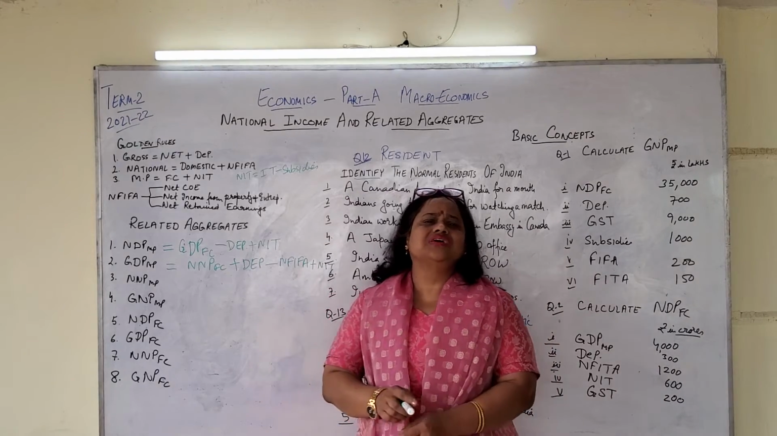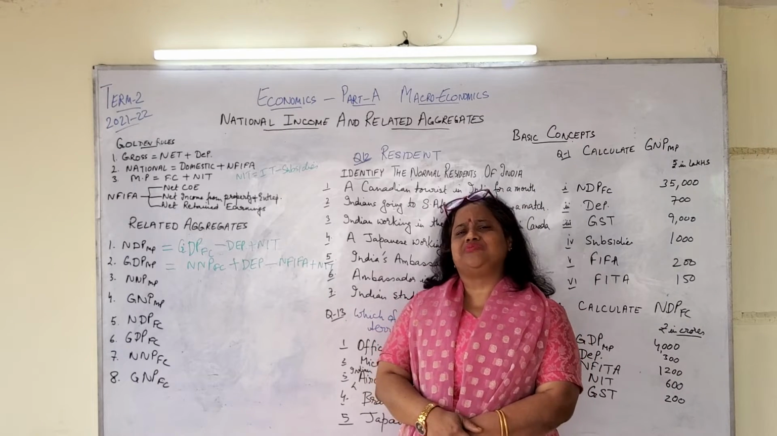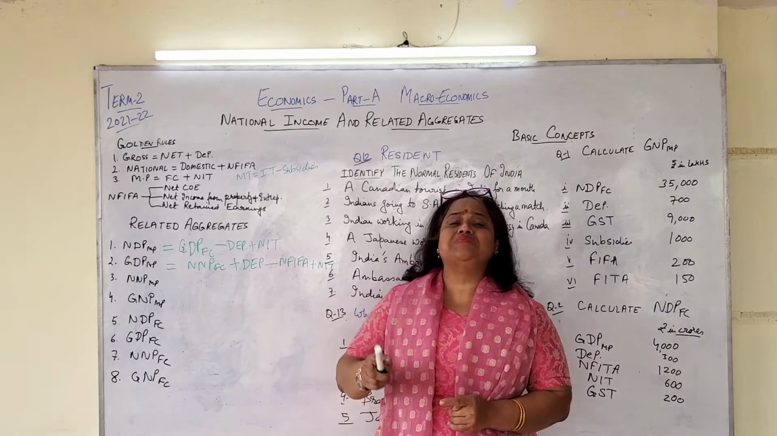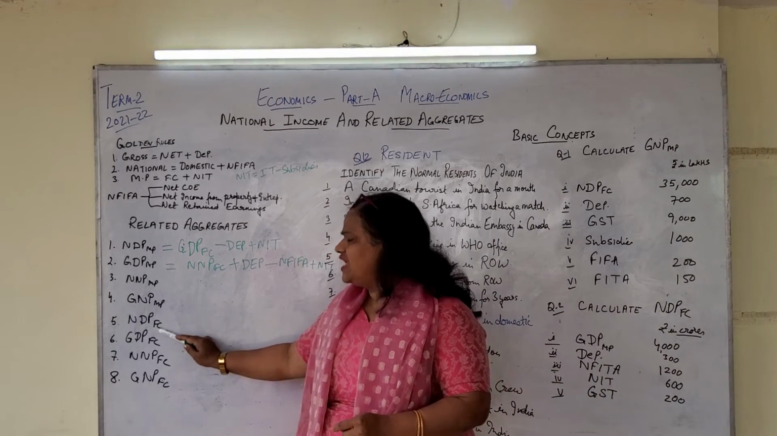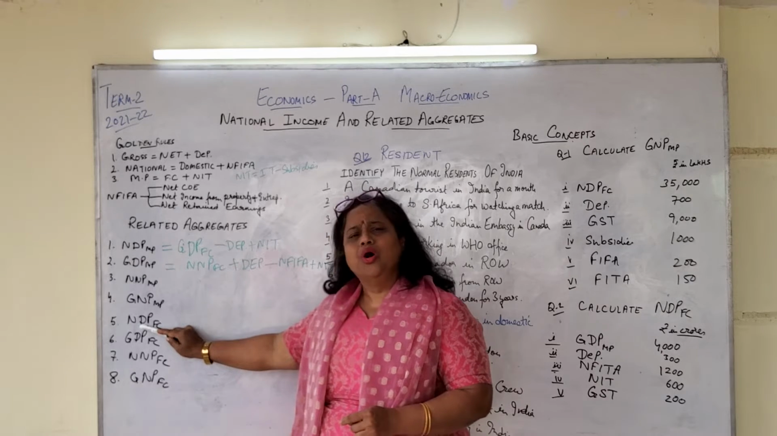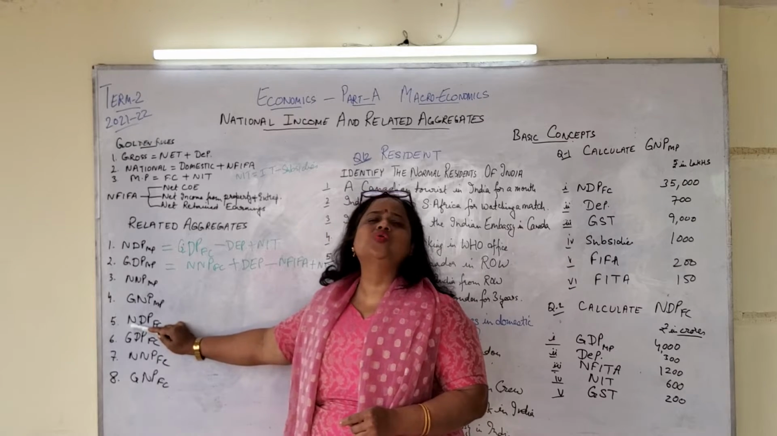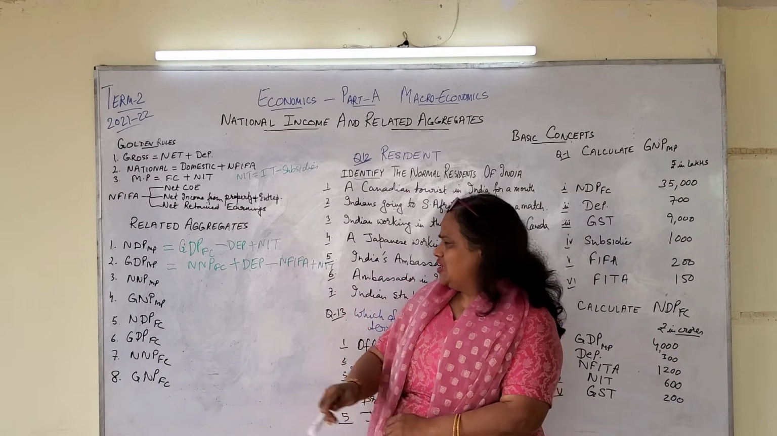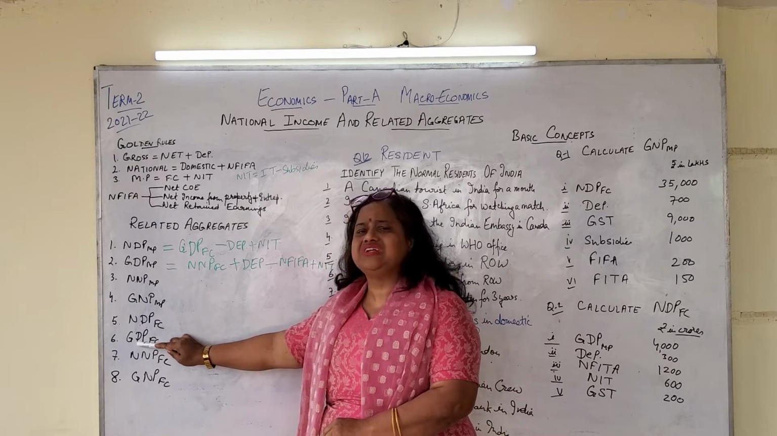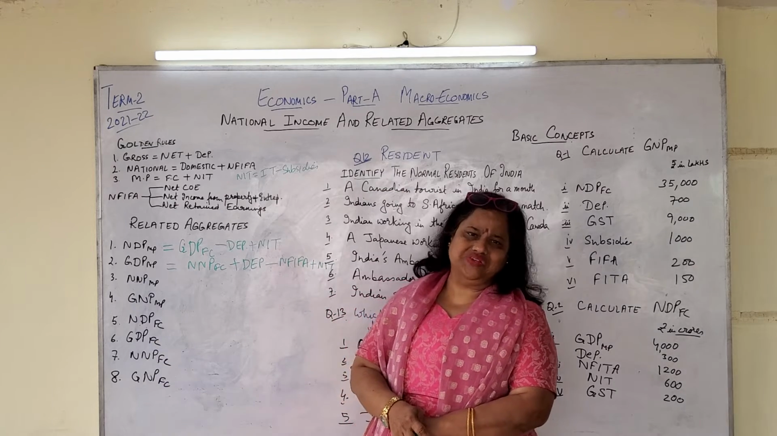Factor income is wages, rent, interest, profit, so payment to factors of production. So now we define the 4 aggregates in terms of payment to factors of production. This is factor income generated by both the residents and the non-residents within the domestic territory, exclusive of depreciation. And here it is factor income generated within the domestic territory by both the residents and non-residents, inclusive of depreciation.